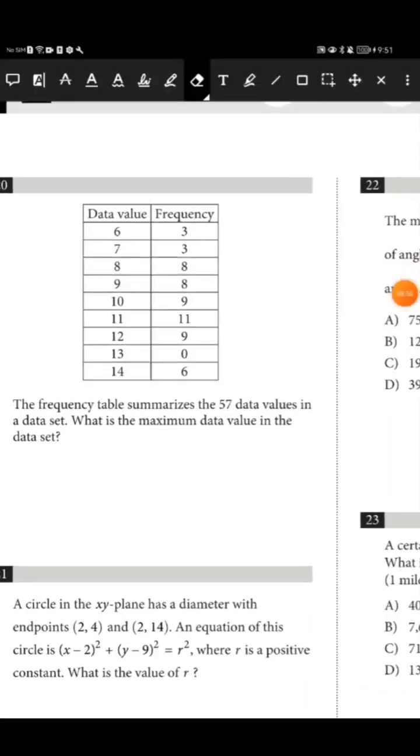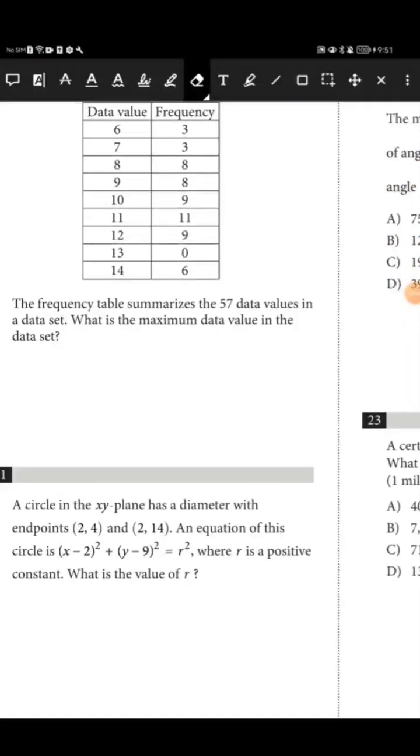A circle in the xy plane has a diameter with endpoints 2, 4 and 2, 14. An equation of this circle is x minus 2 squared plus open brackets y minus 9 squared equals r squared, where r is a positive constant. What is the value of r?